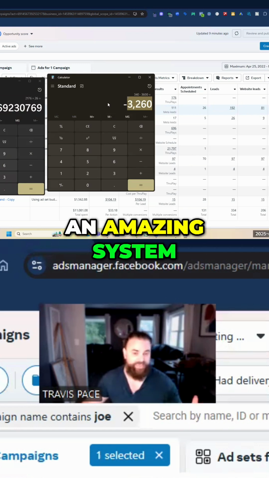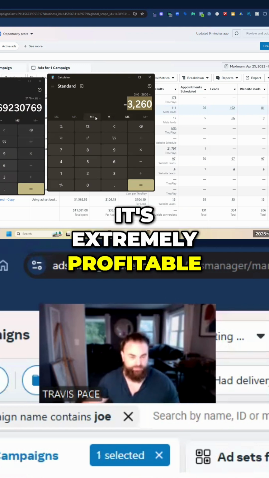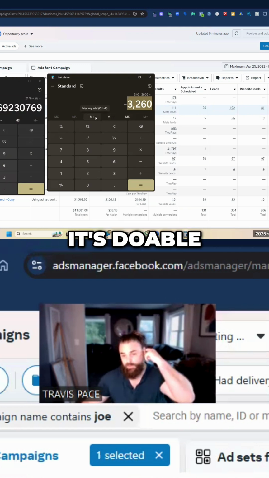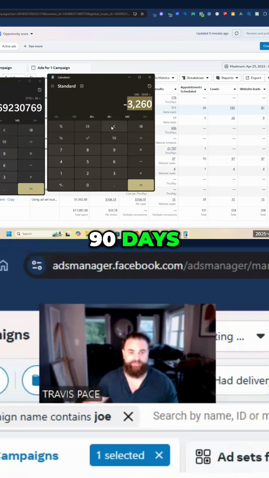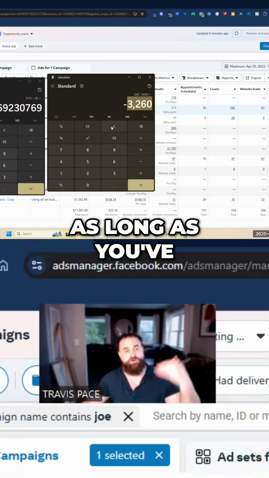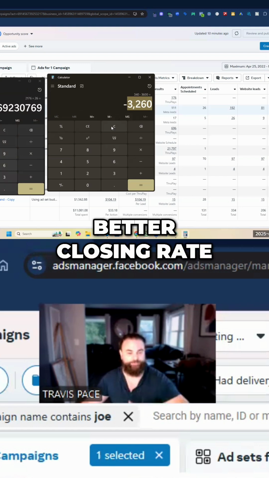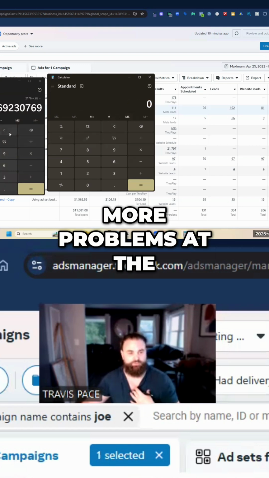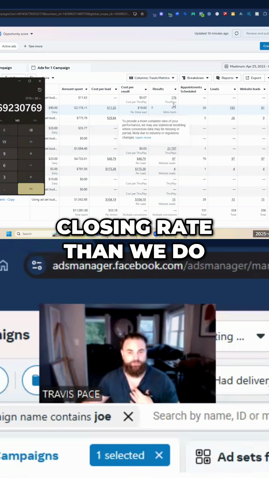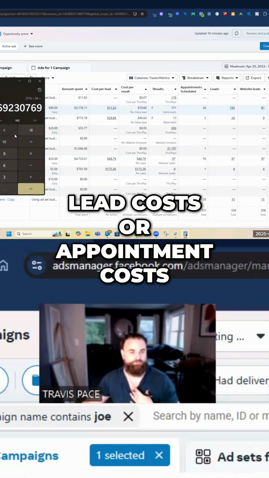So this is an amazing system. It's extremely profitable. It's doable. With just 60 to 90 days, you can get there as long as you got a 25% or better closing rate. We actually run into more problems at the closing rate than we do lead cost or appointment cost.